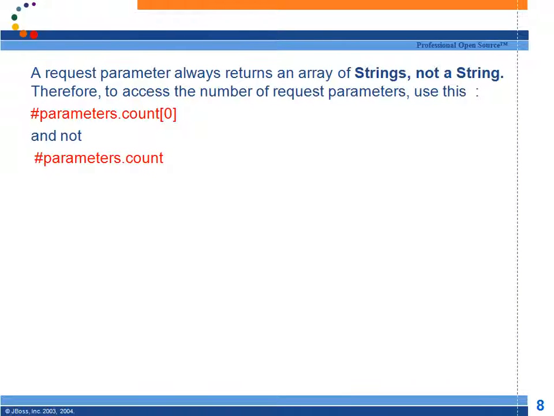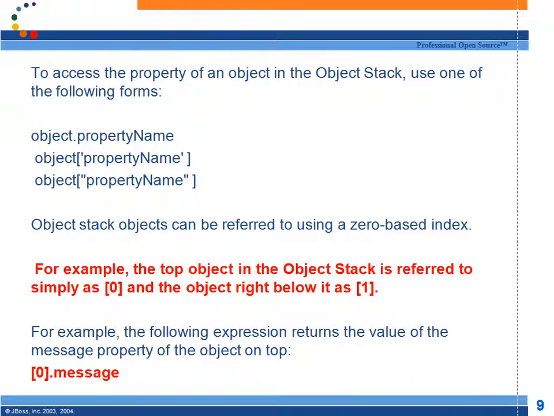Now, parameters, what do we use? Parameters is used for getting the request parameters, right? The request parameter always returns an array of strings, not a single string. Therefore, to access the number of request parameters, you use hash parameters dot size. If you want to get the number of request parameters. So see here, to access the property of an object in the object stack, use one of the following: object dot property name, or object dot object. This is the syntax.